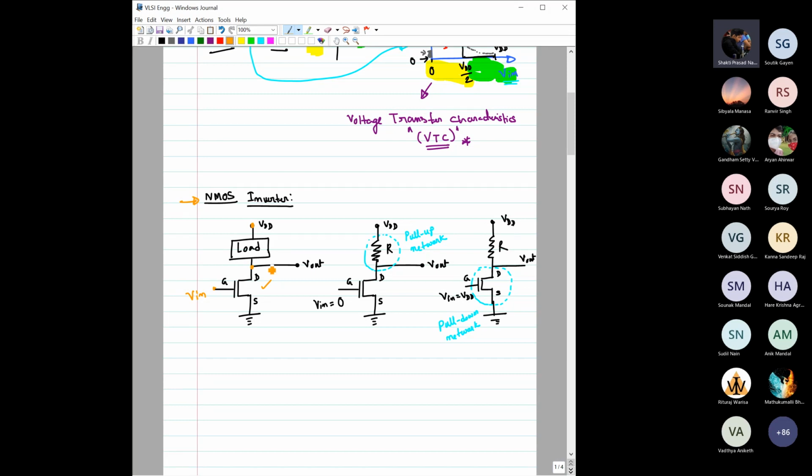Now, regarding this, I have a question. Please tell me, here I have shown this V out. Do you know what this would be connected with in a digital IC? Or what would be the load? Can we consider one resistive load here? Yeah, please tell me.